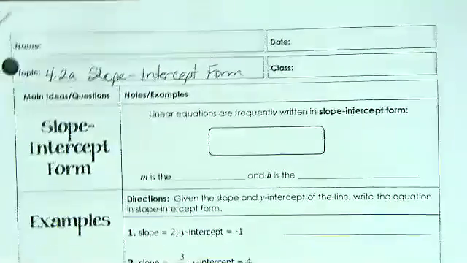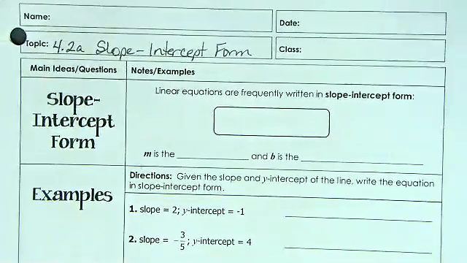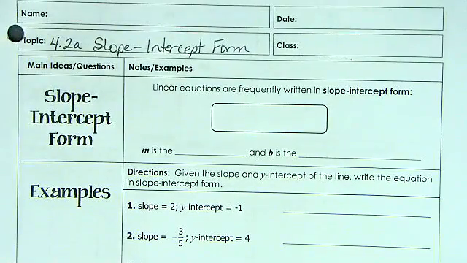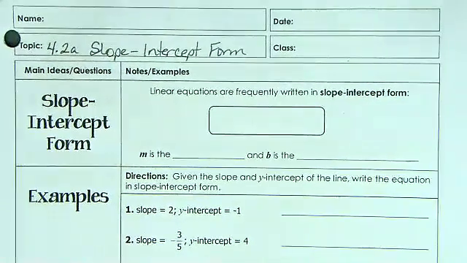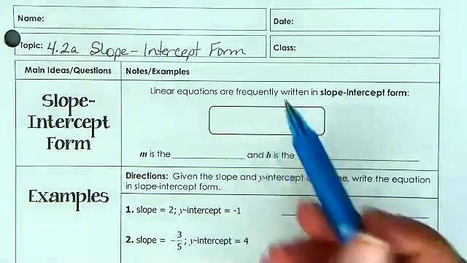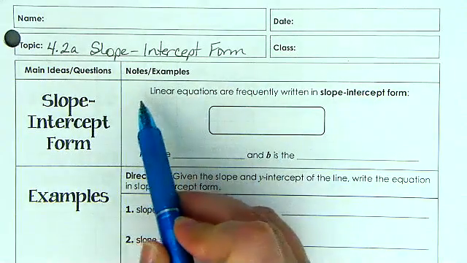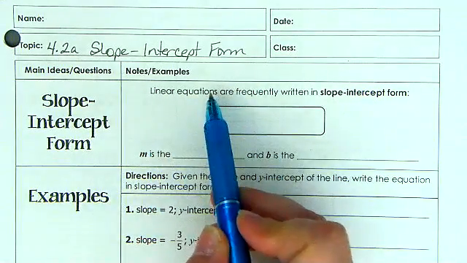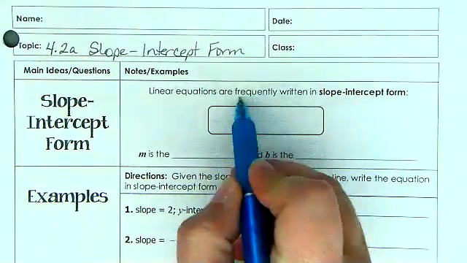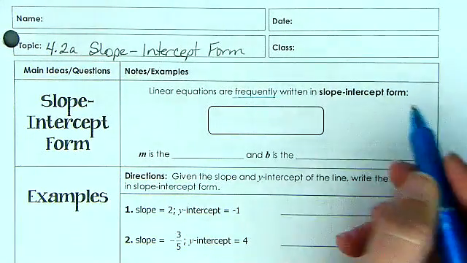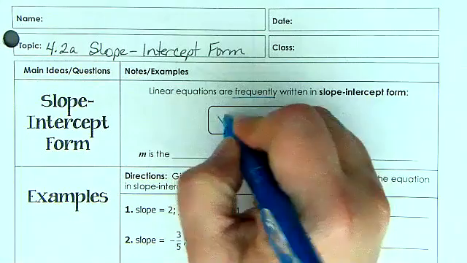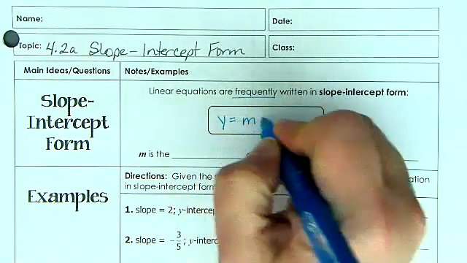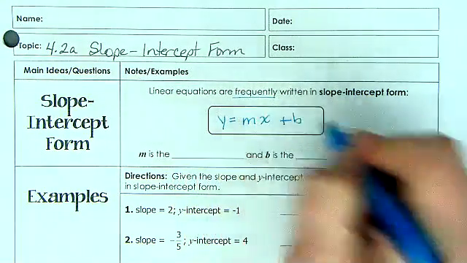We are starting section 4.2 today, which is slope-intercept form. We did cover this a little bit last year as well, so let's go over it. Slope-intercept form is the main form for a linear equation, frequently written in slope-intercept form, and that formula is y equals mx plus b.